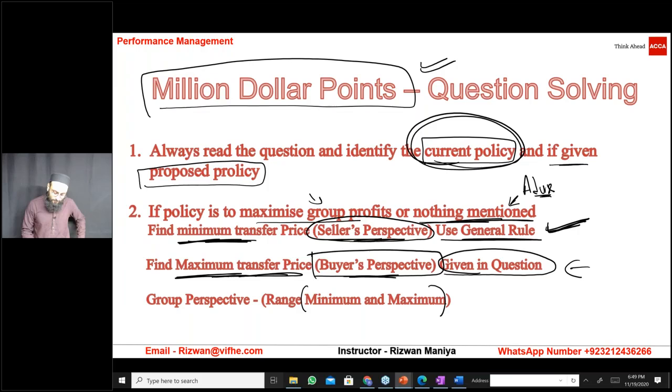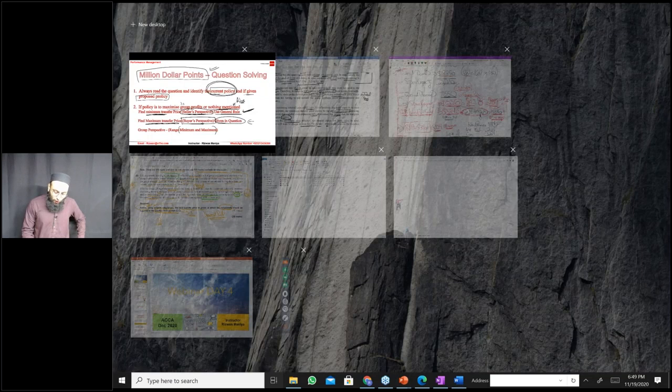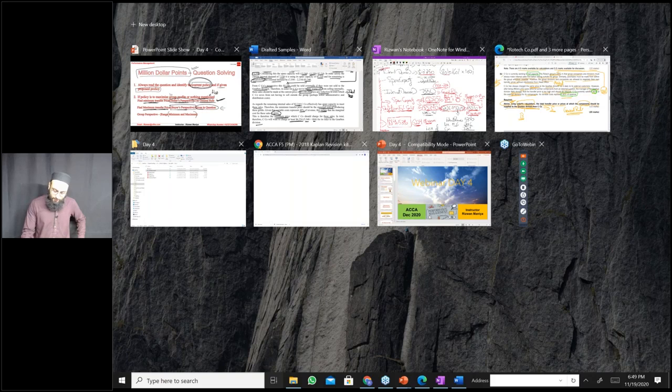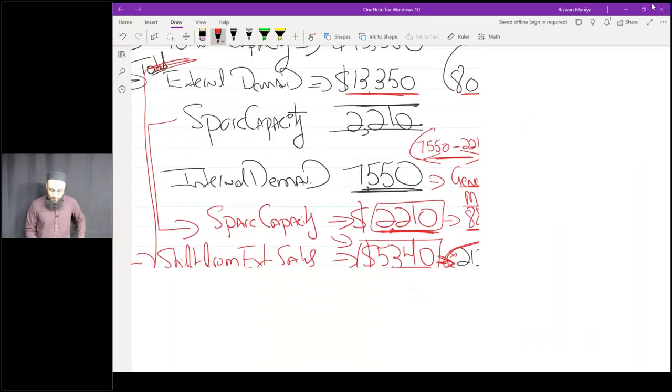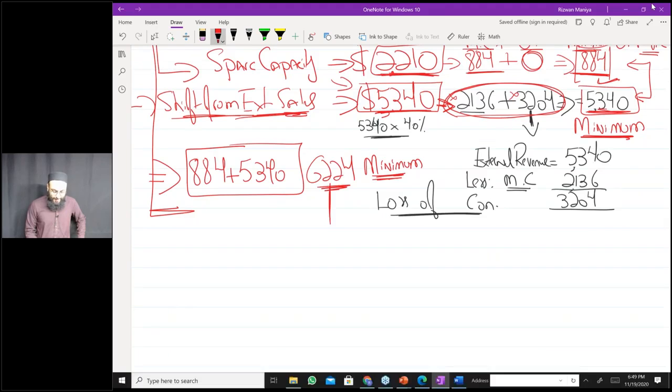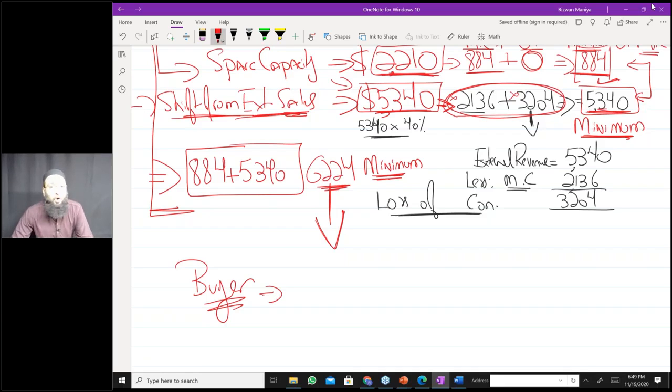Now you offered the buyer that I can sell you this at a minimum of 6224. So from the buyer's perspective, what will be the maximum that the buyer can pay? Obviously, if you go to a market to buy shirts, I'm sure most of you have made up your mind that you'll buy a maximum $1,000 shirt. That's too much, in fact.